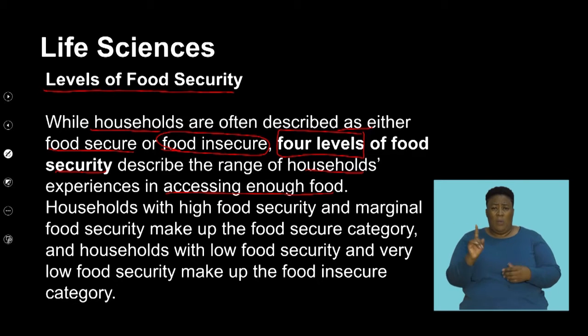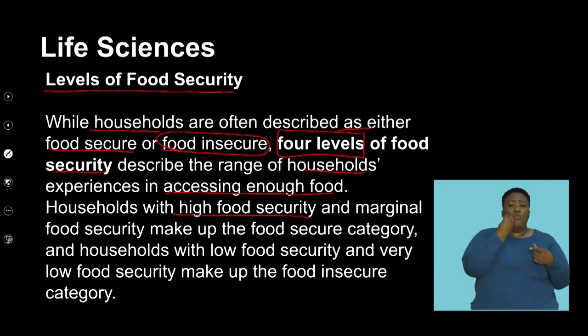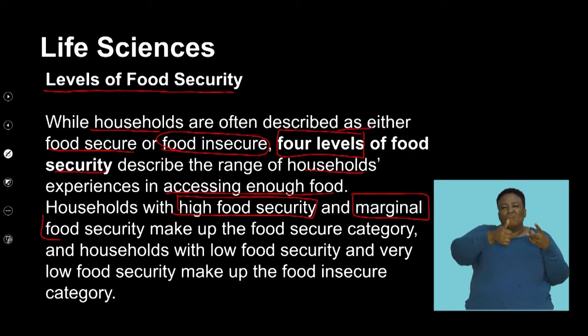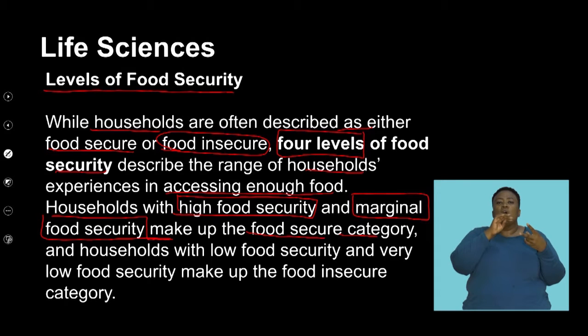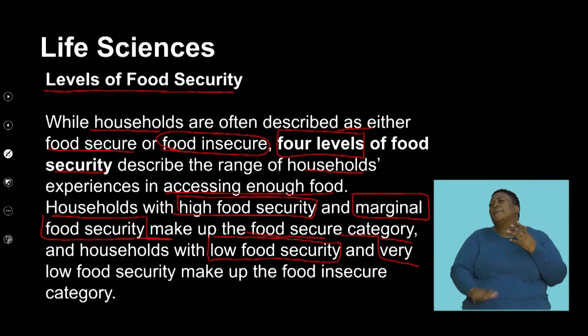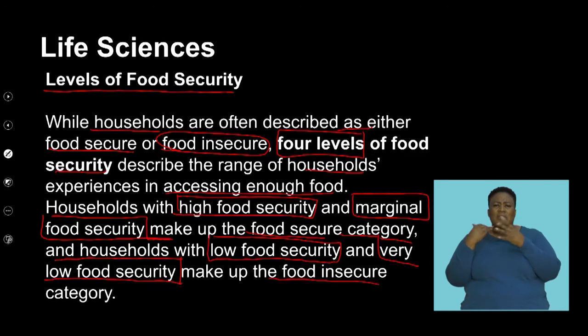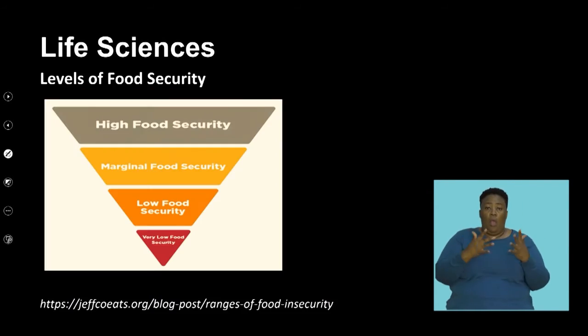Let's look at this. So households with high food security are the first level, and the second level is households with marginal food security. These make up the food secure category. And households with low food security, that's the third group. And those with very low food security make up the other group of the insecure category. And I've illustrated that in this illustration here.